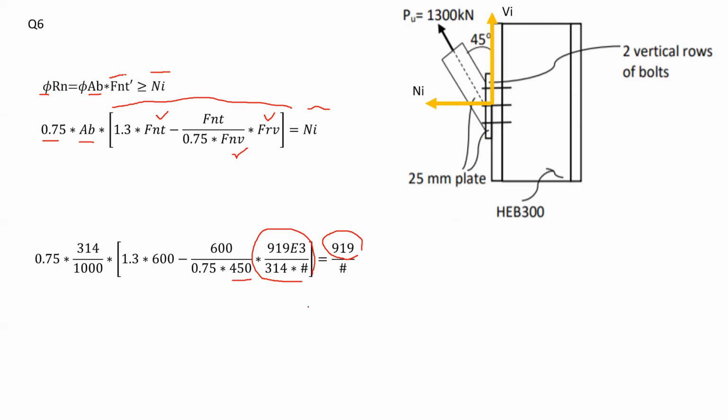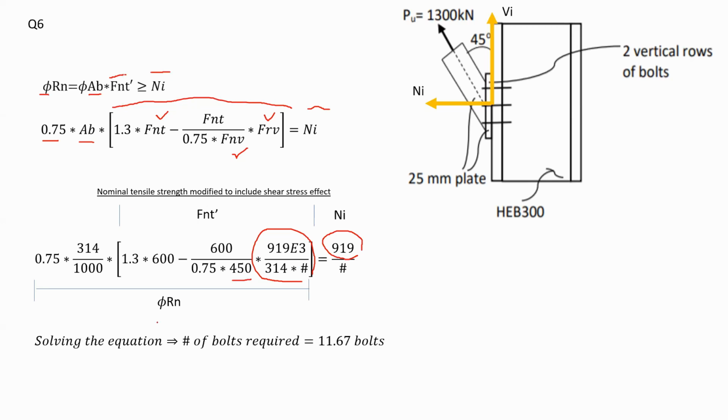Now, as you can see, the only unknown I have in my equation is that hashtag, which is the number of bolts. Before solving, here we are showing that this part is FNT dash, this one is NI, normal force, this one is the whole capacity of one bolt. Now, if we solve this equation, we find that the number of bolts required to satisfy our needs to hold that 1,300 kilonewton safely is 11.67 bolts. And obviously, since we are using two vertical rows, I need the even number. So I would be using 12 bolts.